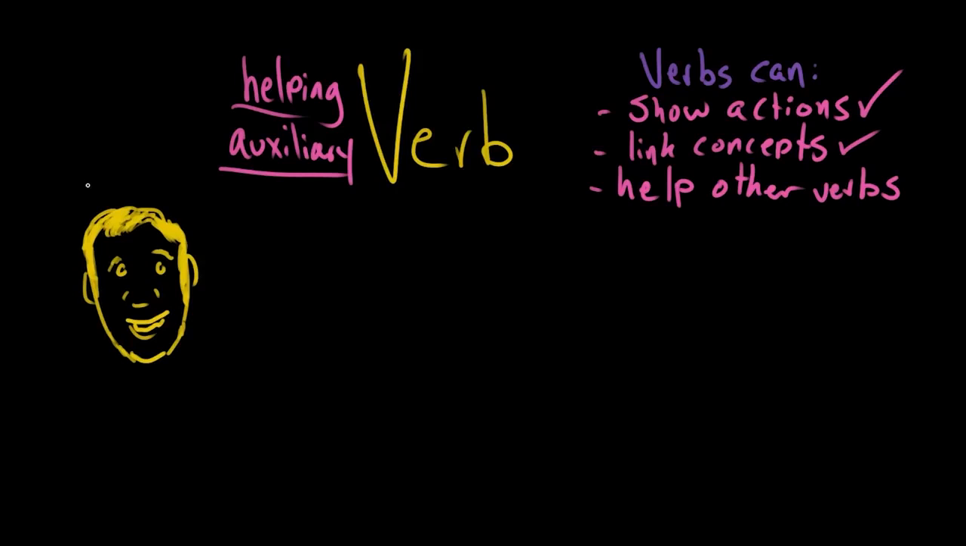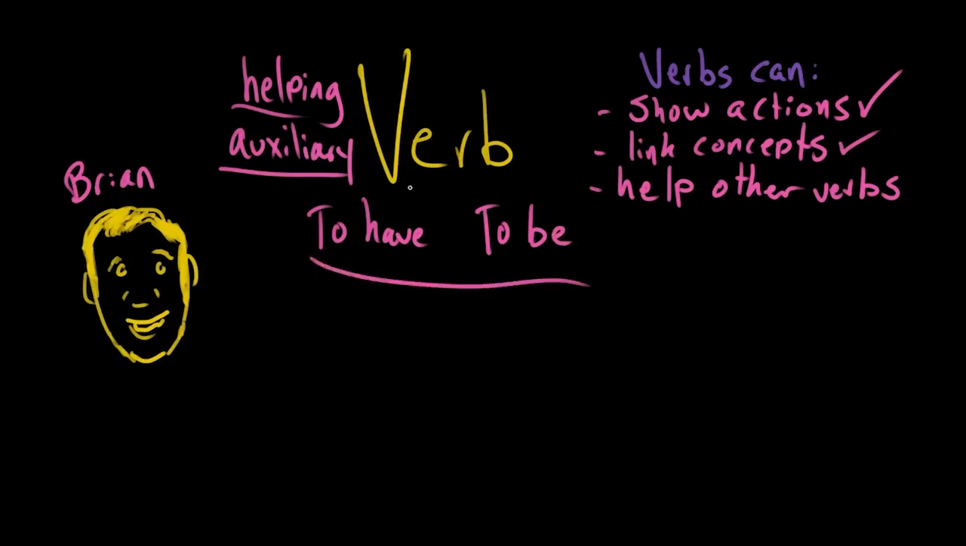Now, I've brought along an image of my friend Brian to help explain this principle. And what helping verbs are is really just inflected forms of the verbs to have and to be. And as we get deeper into the verb, I'll explain what each one means in each one of its different versions. But for now, suffice it to say that I'm just going to throw out some examples, just so you can see what it means for a helping verb to be a helping verb.